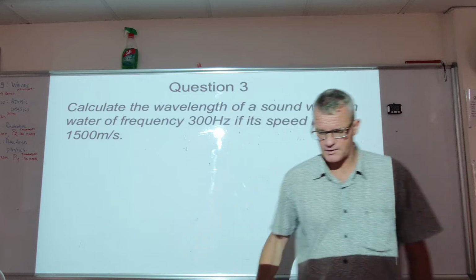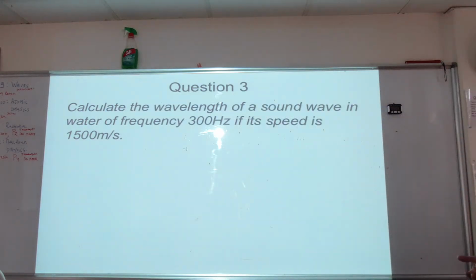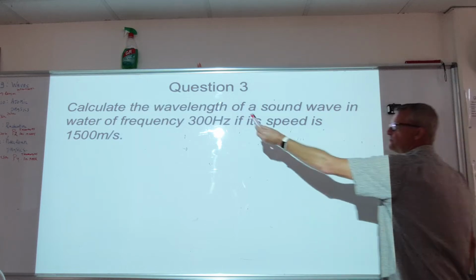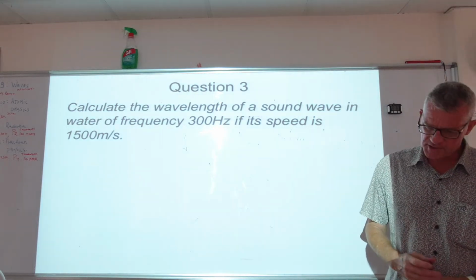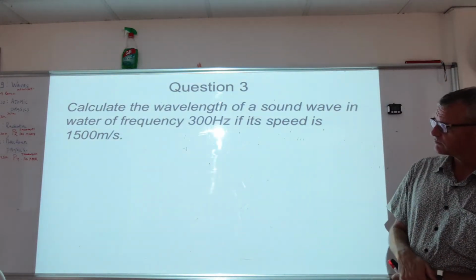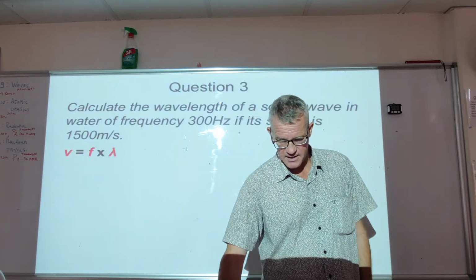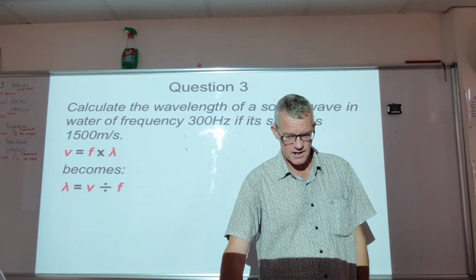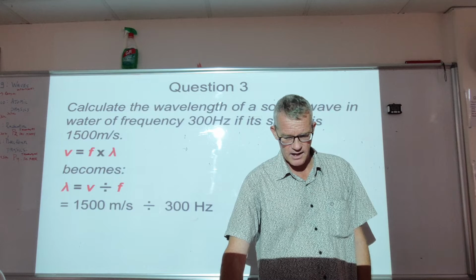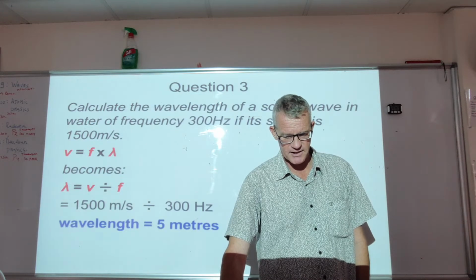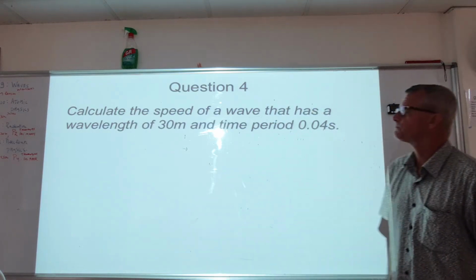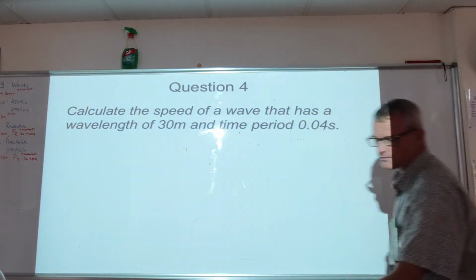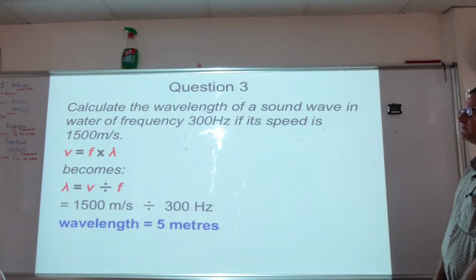One more, there will be more. Calculate the wavelength of sound wave in water, frequency is given 300 hertz, speed 1500 meters per second. Pause the video and answer the question. V equals F times lambda becomes lambda is V over F. 1500 meters per second divided by 300 hertz is 5 meters. Okay? Oh, sorry, I go a little bit too fast. Yeah? 5 meters.